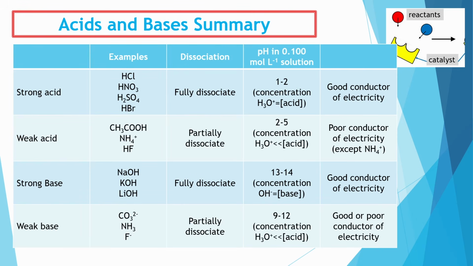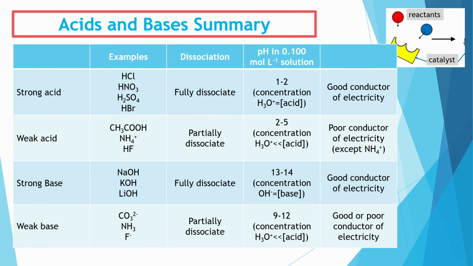Okay, so here's a summary of what we've learned about acids and bases. We've got the examples on the left: strong acids, hydrochloric, HNO3, sulfuric acid, hydrogen bromide. Strong acids fully dissociate. We expect them, if we have a 0.1 mole per litre solution, to have a pH of 1 to 3. Strong acids are good conductors of electricity because they fully dissociate to produce a high concentration of ions.